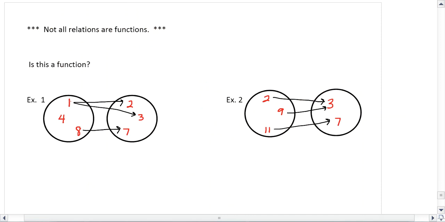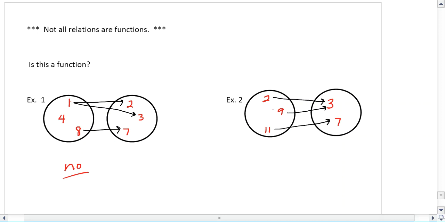All right, take a minute now and look at these 2 examples and ask yourself, is it a function? Just remember that each x can only have one y. So if you took a look at these, I hope you see that example 1, we'd have to say no, this is not a function because of the 1. The 1 maps to a 2, and it also maps to a 3.